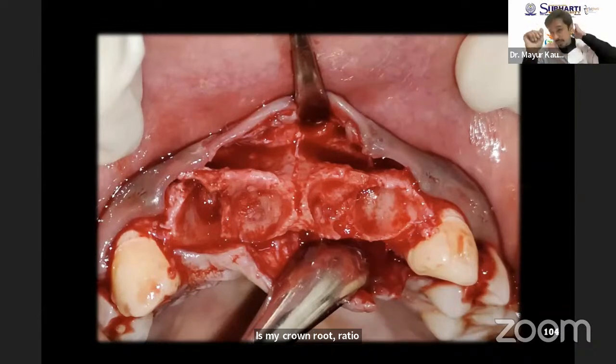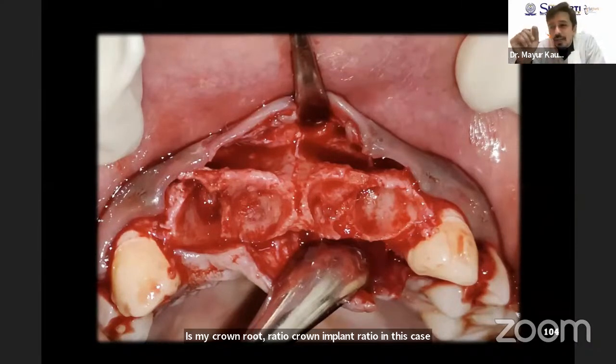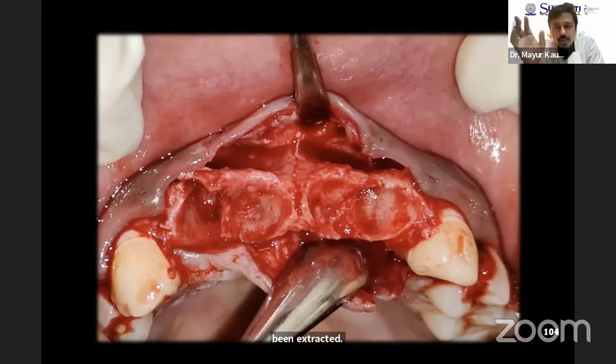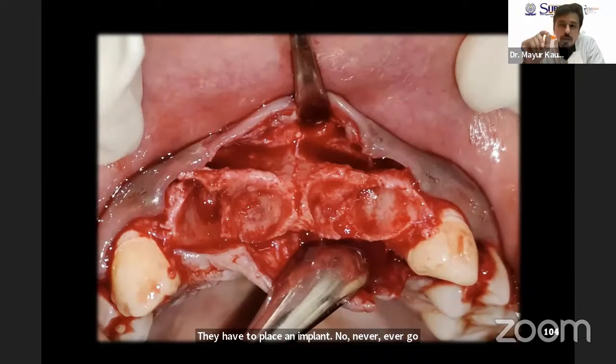This is another thing which many clinicians are obsessed with: immediate implant placement at the cost of crown implant ratio. Crown root ratio is 1:1. Crown implant ratio is supposed to be 1:2. But many times, a few oral surgeons also make this mistake that once a tooth has been extracted, they have to place an implant. No, never ever go deep. Either change the position or go in for socket preservation.